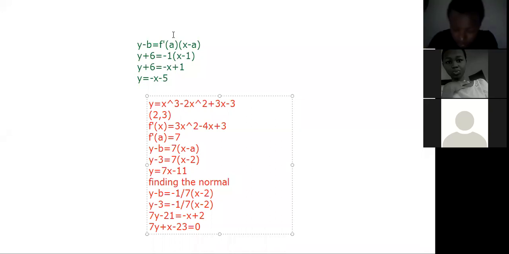Say the question. The tangent to the curve y is equal to x cubed minus x squared plus 1 at P passes through the points (1, minus 3) and (3, 13). Find the possible coordinates of P.